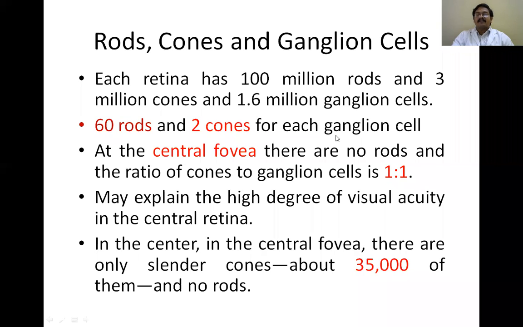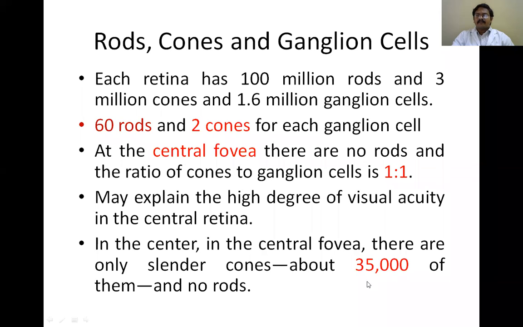But when you look at the total overall, the ratio is 60:2:1: for 60 rods and 2 cones, one ganglion cell is present in the whole retina. The 1:1 ratio of cones to ganglion cells explains the high degree of visual acuity at the central retina.